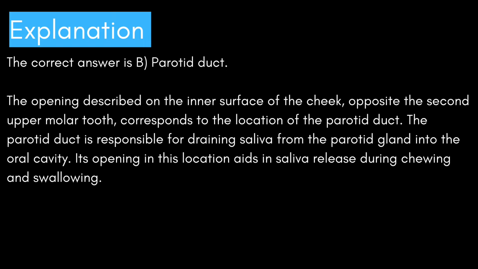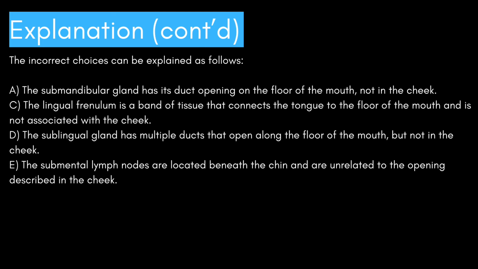All right, let's go ahead and see why the other answer choices are incorrect. The incorrect choices can be explained as follows. A, the submandibular gland has its duct opening on the floor of the mouth, not in the cheek. C, the lingual frenulum is a band of tissue that connects the tongue to the floor of the mouth and is not associated with the cheek. D, the sublingual gland has multiple ducts that open along the floor of the mouth, but not in the cheek. E, the submental lymph nodes are located beneath the chin and are unrelated to the opening described in the cheek.